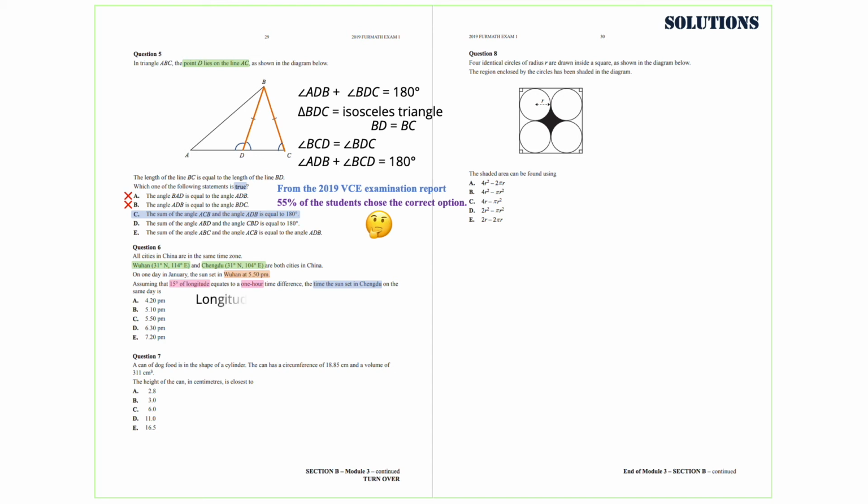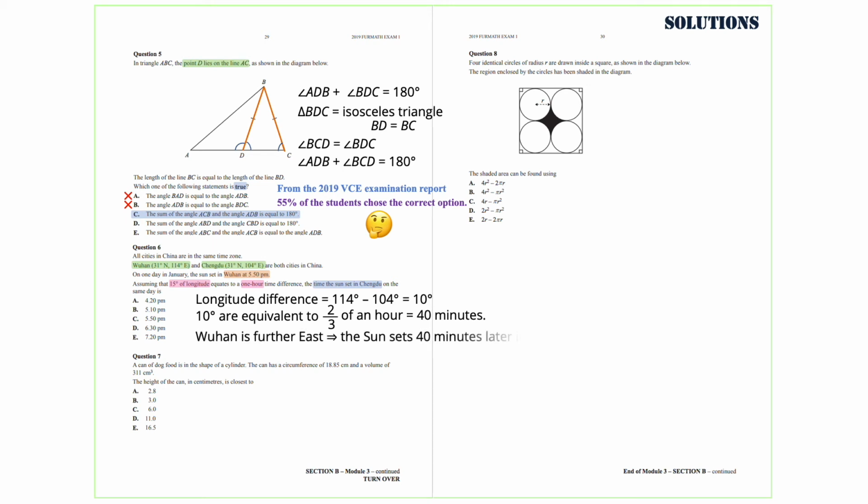The longitude difference between the two cities is 114 degrees minus 104 degrees, that is 10 degrees. 10 degrees are equivalent to 2/3 of an hour, which is 40 minutes. Wuhan is further east, therefore the sun sets 40 minutes later in Chengdu at 6:30 p.m. So the answer we are after is option D. From the 2019 VCE examination report, 41% of the students chose the correct option.